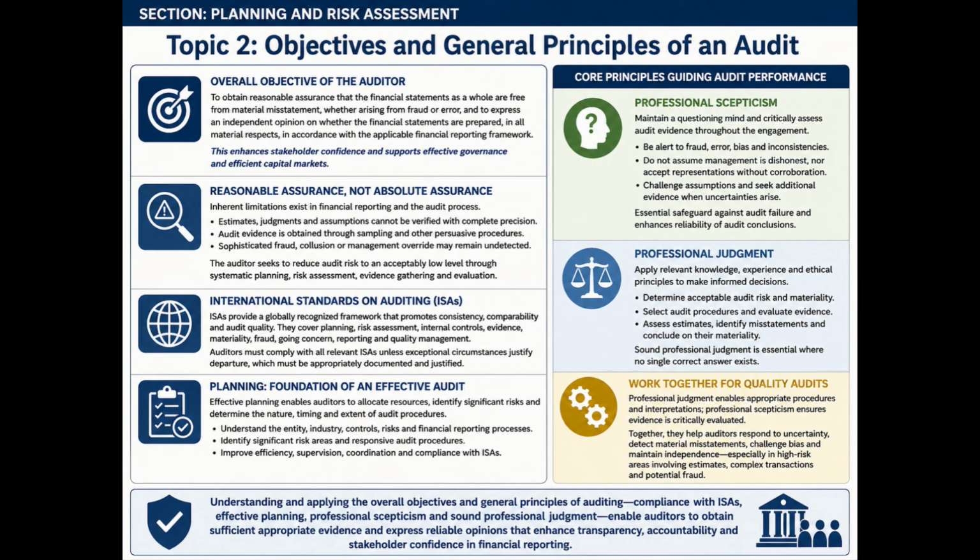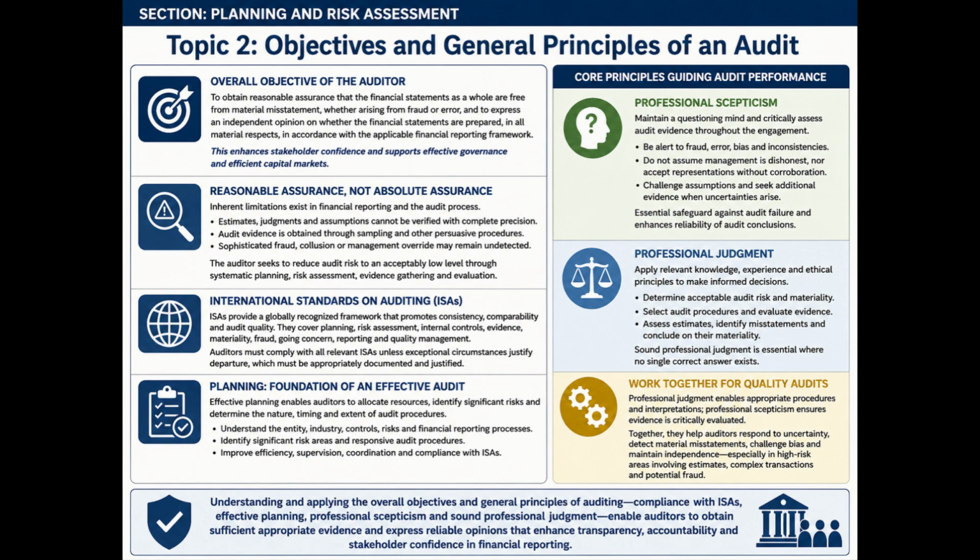Professional skepticism and professional judgment operate together throughout the audit engagement to support objective decision-making and improve audit quality. While professional judgment enables auditors to select appropriate procedures and interpret evidence, professional skepticism ensures that evidence is evaluated critically rather than accepted at face value. Together, these principles help auditors respond appropriately to uncertainty, detect material misstatements, challenge management bias, and maintain independence throughout the engagement. They are particularly significant in high-risk audit areas involving complex transactions, estimates, and potential fraud risks where management incentives may influence financial reporting outcomes.